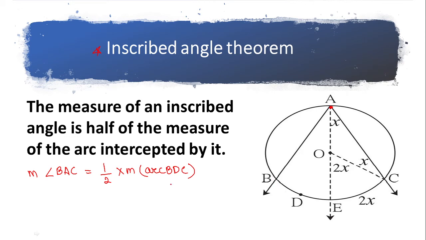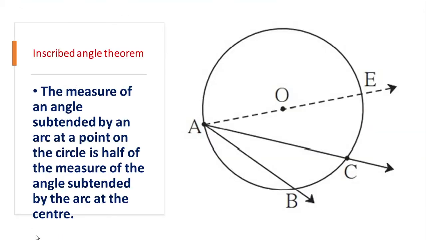So suppose this arc BDC, this whole part, is 80 degrees. What does it mean? That means angle BAC should be 40 degrees. So what is the inscribed angle theorem? The measure of the inscribed angle will be half of the measure of the intercepted arc. After that, one more case. Same statement. Now what is the case over here?